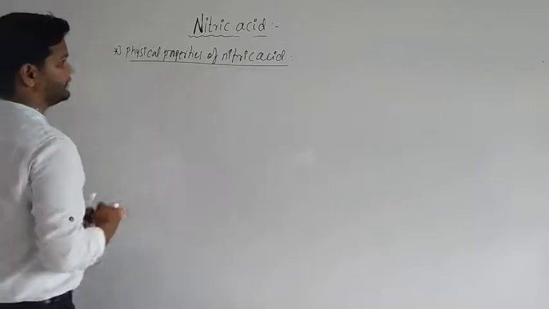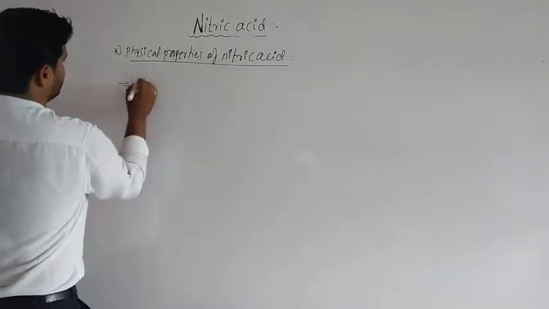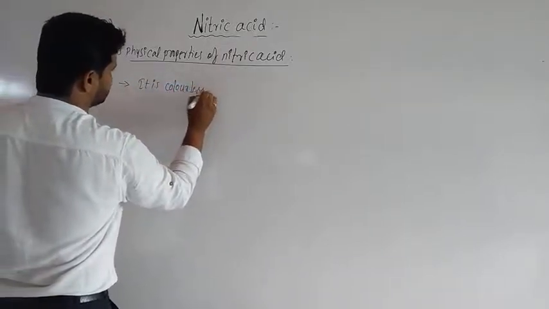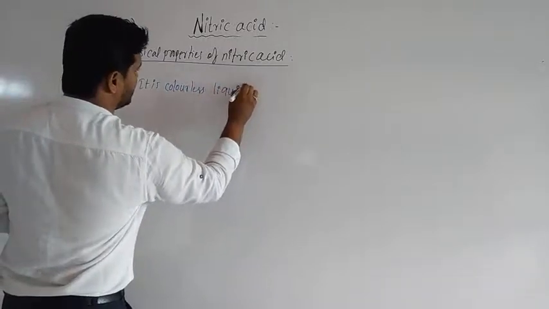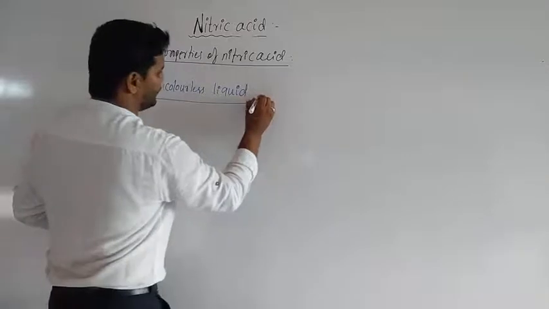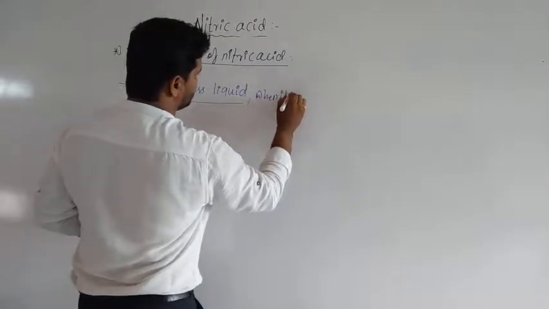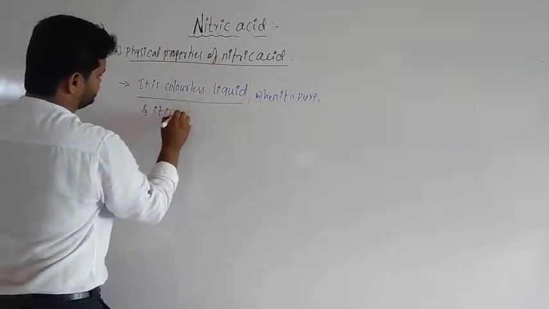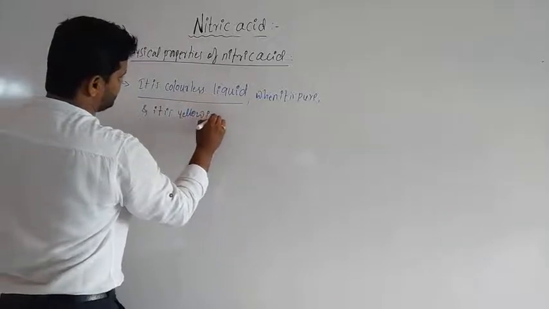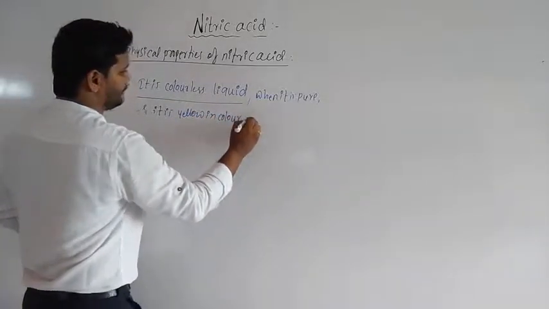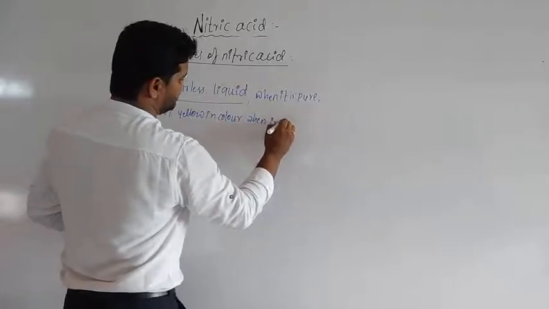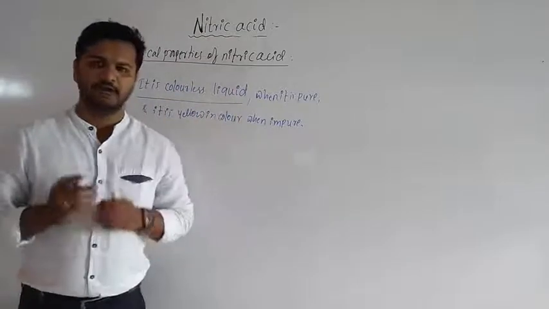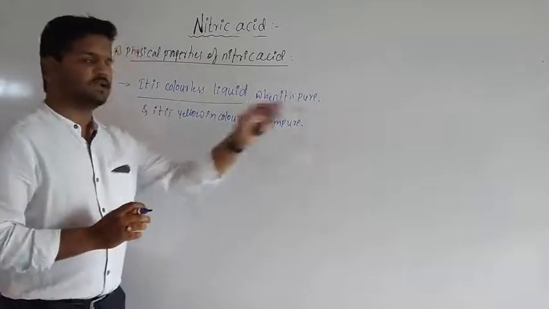Okay, there are some physical properties. I'll write here. First one, it is a colorless liquid when it is pure. And it is yellow in color when impure. Students, nitric acid is actually a colorless liquid, but it becomes yellow when it becomes impure.